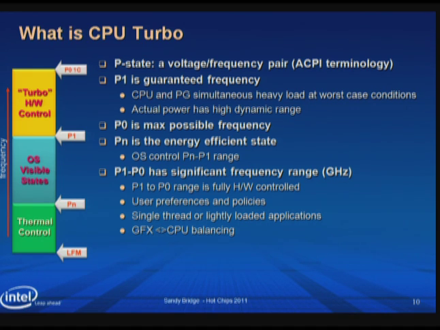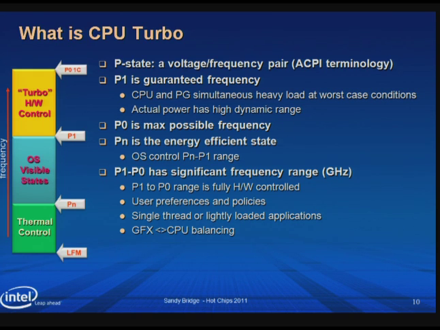Since we are several years into the power wall, there is a lot of headroom to go above this frequency when we are running only part of the cores, when the application is not so heavy. P0 is our turbo frequency, which we run opportunistically when we have headroom available. Pn is the minimum frequency, and this is the most energy efficient point to run at. And below that, there are more states that are used mainly for critical events and thermal throttles.